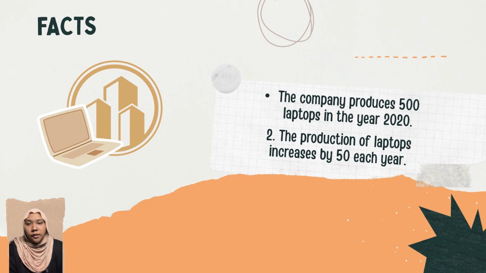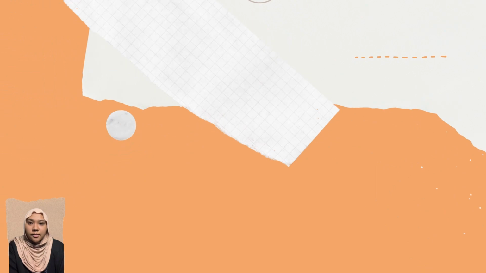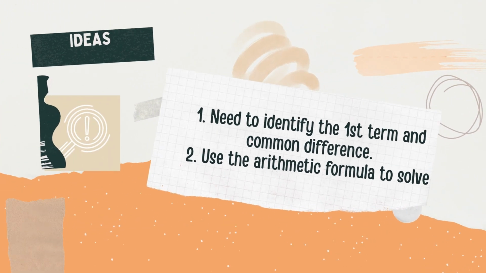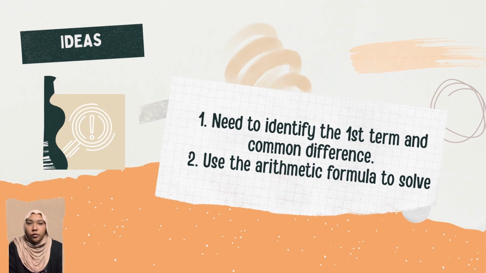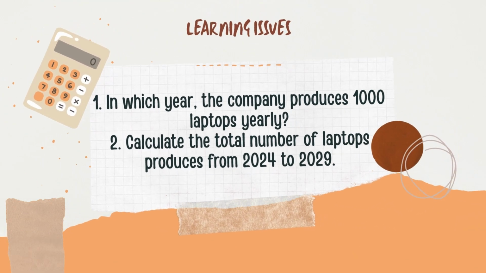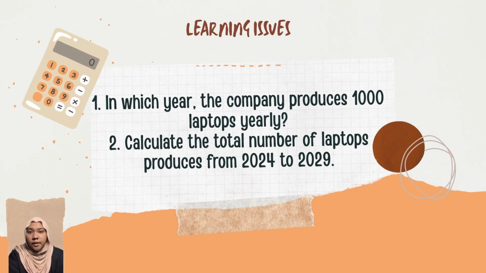Facts of the Feela table. First, the company produced 500 laptops in the year 2020. Second, the production of laptops increased by 50 each year. For ideas, first we need to identify the first term and common difference. Second, use the arithmetic formula to solve. For learning issues, first, in which year the company produced 1,000 laptops yearly. Second, calculate the total number of laptops produced from 2024 to 2029.